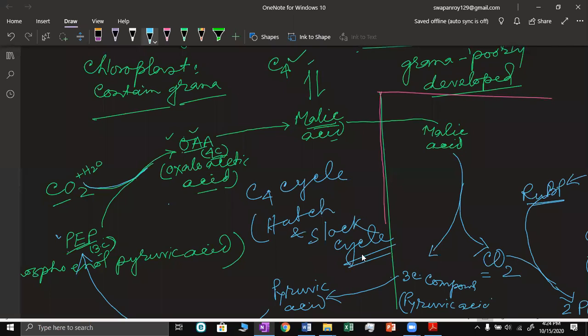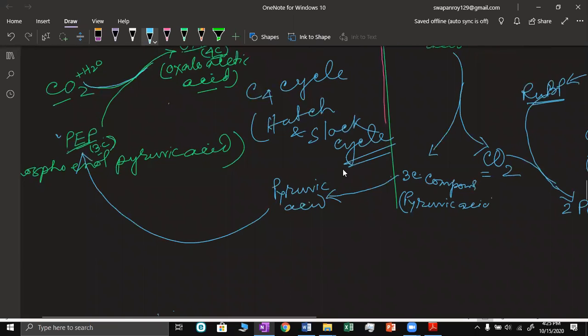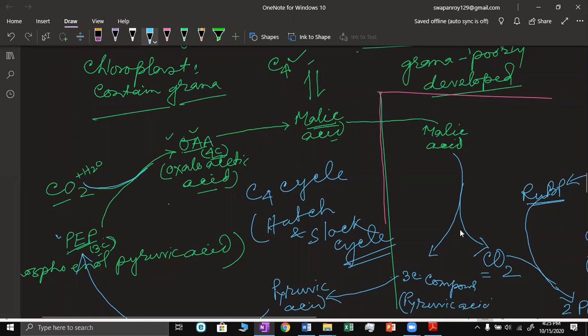So in this process, in these C4 plants, there are two cycles operating side by side. One is the normal Calvin cycle or C3 cycle, and another one is C4 cycle. C4 cycle operates between mesophyll cell and the bundle sheath cell. But the C3 cycle operates only in the bundle sheath cell chloroplast.